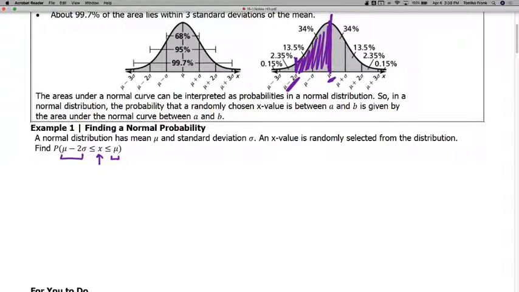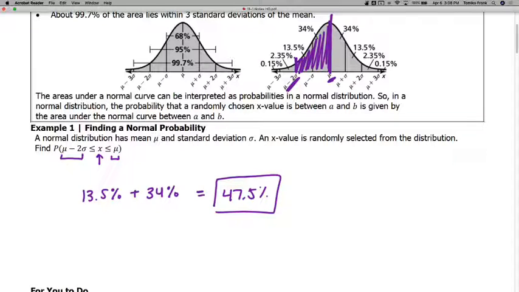Now, we were told that we could use the area under the curve as a probability. So the area under that portion of the curve is 13.5% plus 34%, following the distribution of the data. That's going to give us about 47.5% probability that some value of x is between those two data points. Give that a try for the "for you to do," and then check your work as you go through the notes.